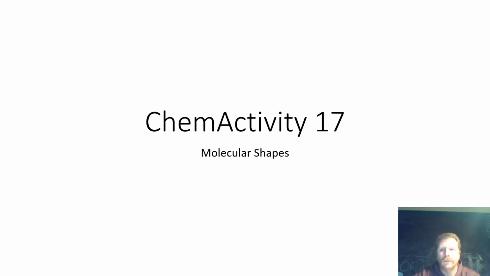All right, so with ChemActivity number 17, we're looking at what a molecule looks like in three-dimensional space. We're taking into consideration any lone pairs of electrons that the central atom has around it, as well as the overall bonding pairs, everything that surrounds a central atom. So we're doing this kind of molecular geometry analysis from the perspective of our central atom.